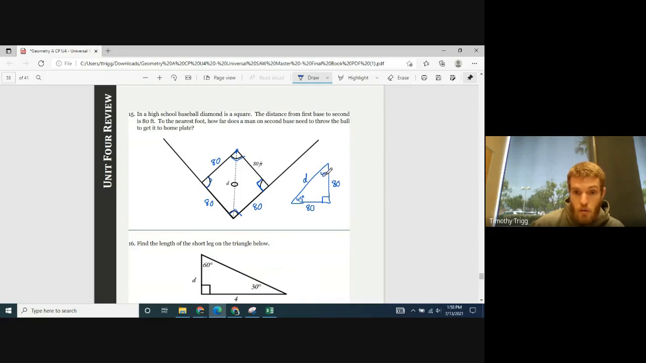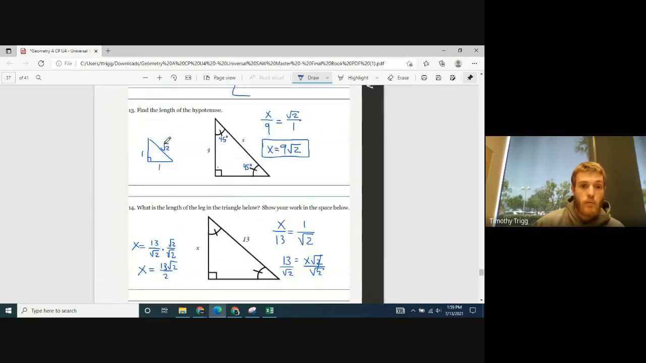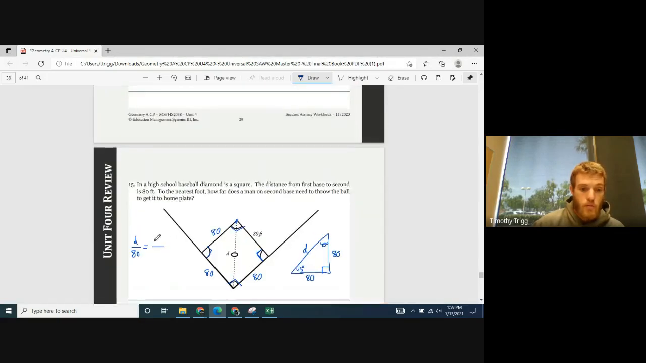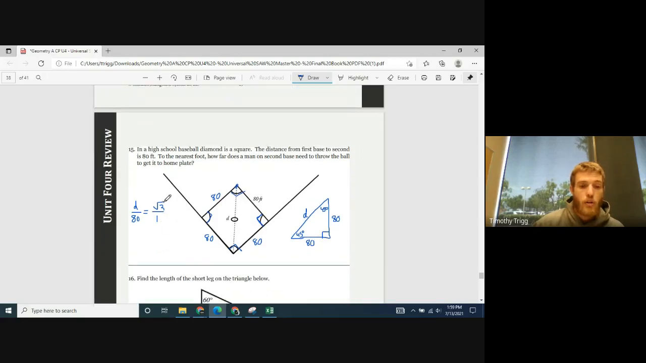From here, you're just going to treat it like the other 45, 45, 90s. So D over 80. In this case, the D is the hypotenuse of this 45, 45, 90 triangle. Since it's the hypotenuse, it corresponds with the square root of 2 using this template triangle. And the 80, the two legs, correspond with 1. Here you can cross multiply. D times 1 is D, equals 80 times square root of 2, which is 80 square root of 2.